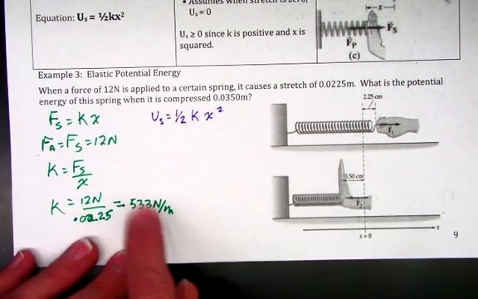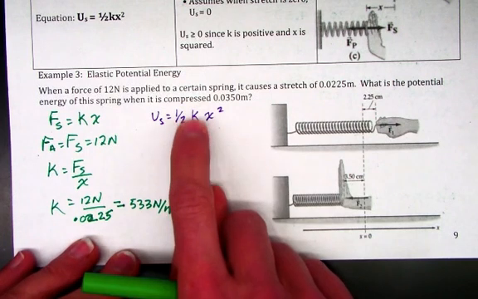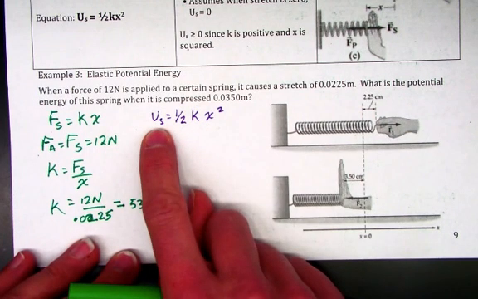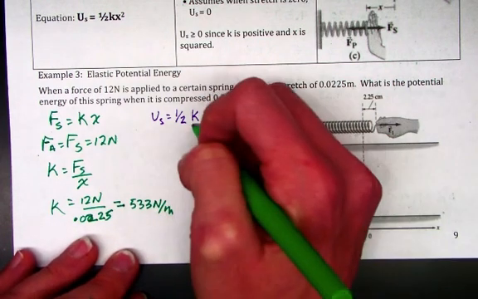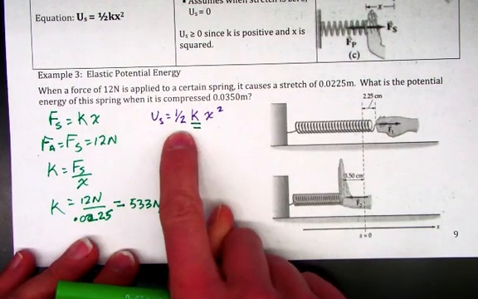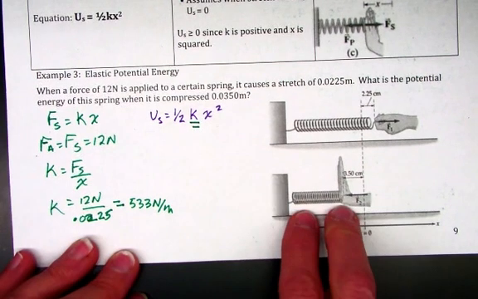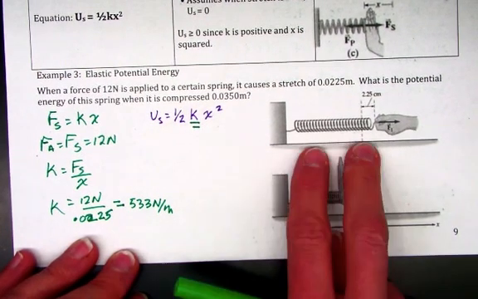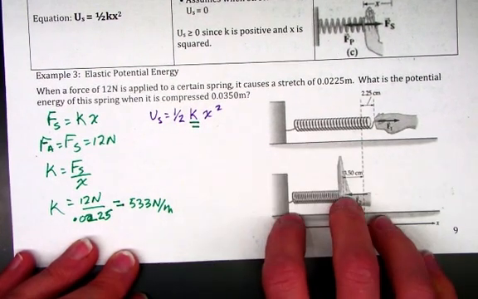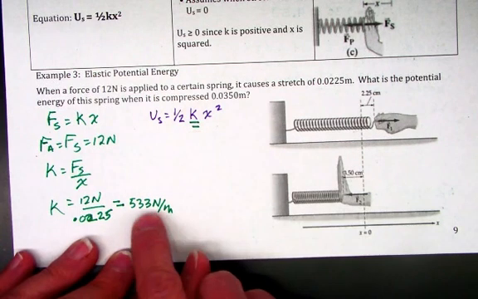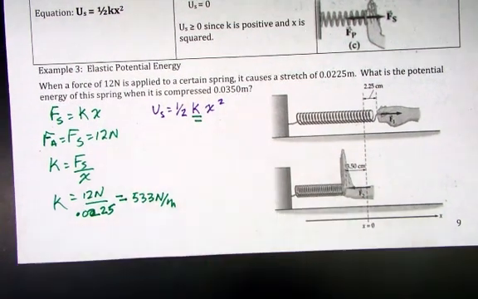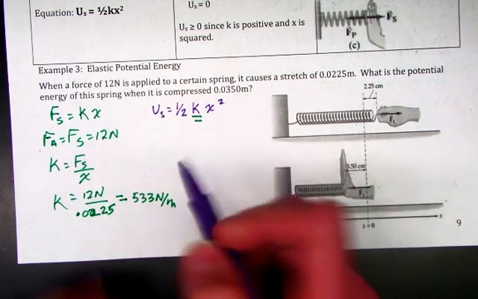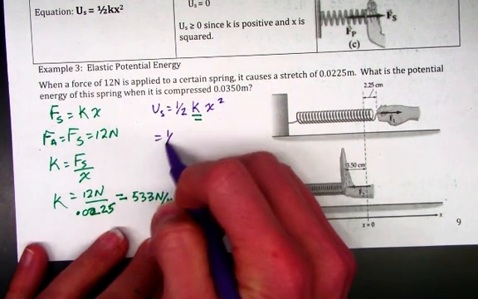Okay. Now once we have k, now we can get the elastic potential energy. So here's the thing about this though, and you do need to be careful. I can use this k in the elastic potential energy equation for this because these are the same spring. We're talking about the same one. So remember, every spring has its own spring constant, but since this is the same, I can go ahead and use this.